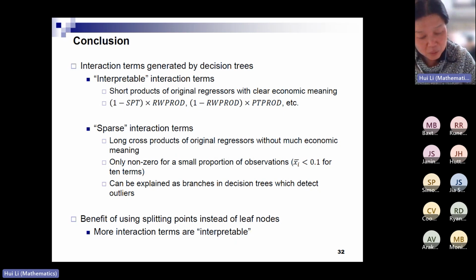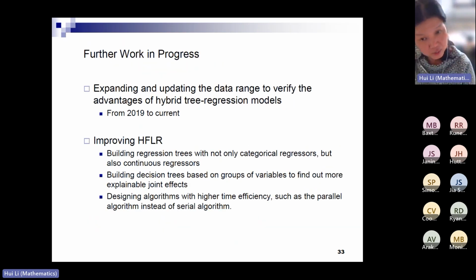Our study also further confirmed the benefits of using splitting points instead of leaf nodes, because more interaction terms are interpretable. It is short, as we can see in the tree leaves, that we have shorter paths. So this project is still ongoing. Right now we're collecting more data. As you can tell, the data was collected before the pandemic.